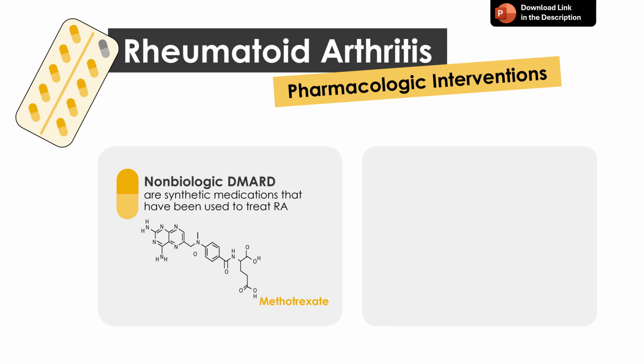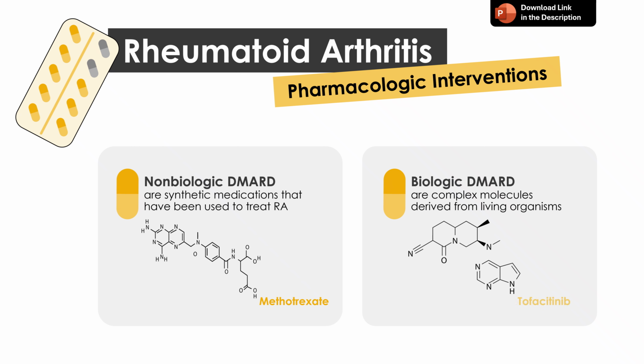In contrast, biologic DMARDs, like tofacitinib, are complex molecules derived from living cells. They target specific inflammatory pathways with precision, typically reserved for patients with inadequate response to conventional therapy.